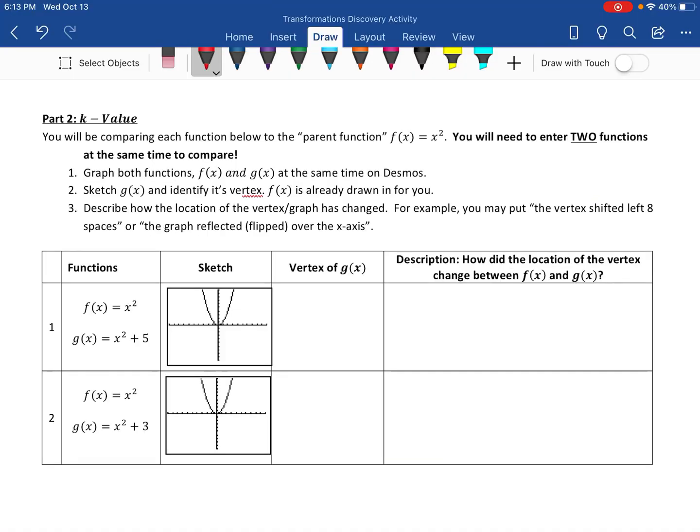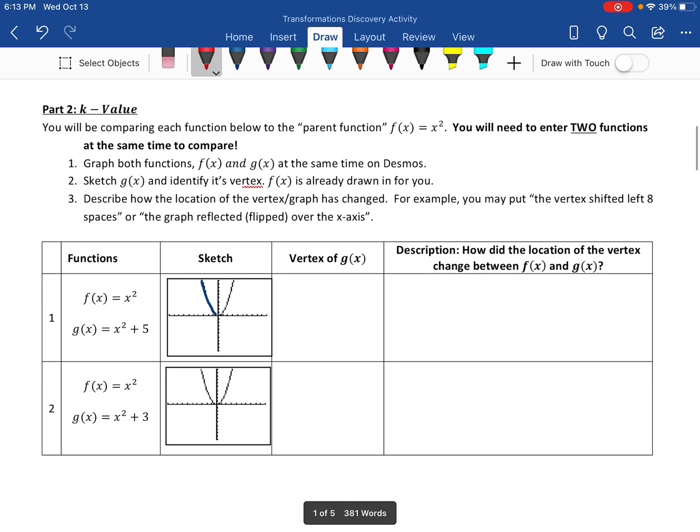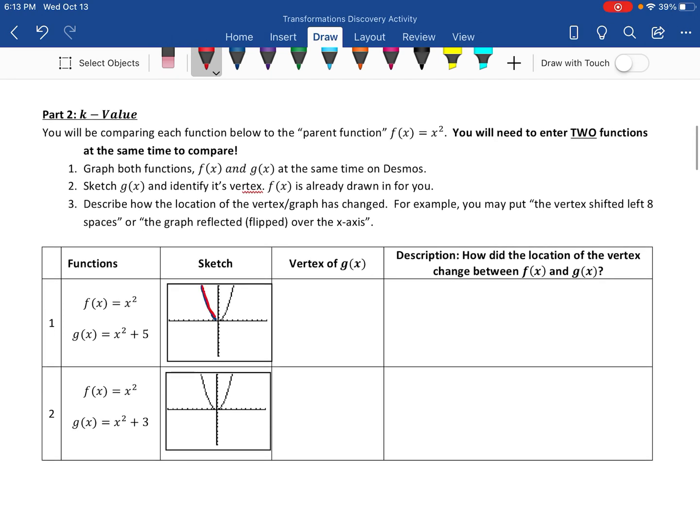Now I'm going to go ahead and sketch this. This is my parent function right here, and I'm going to use the red one. That was the original parent function. Now, after adding this 5, it went up 5 spaces, and now it looks like this. My vertex went from (0, 0) for my parent function to (0, 5).